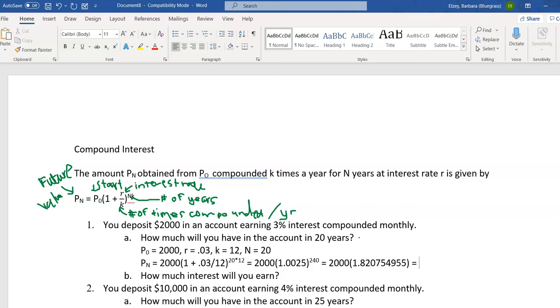So now I'll multiply those two together, and I get 3641. And I will go ahead and round to cents at this point, and 51 cents. Okay? All right. So notice that we started with $2,000, and in 20 years we only have 3641.